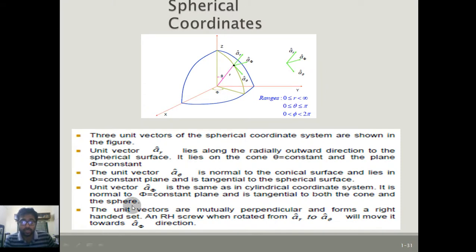And the last point is that the unit vectors are mutually perpendicular, as we have already described, and form a right-handed set. A right-hand screw rotated from a suffix r to a suffix theta will move towards the a suffix phi direction. It basically means that if we take the cross product of a suffix r and a suffix theta, we will get a vector in the direction of a suffix phi. Or if we take the cross product of theta and phi, the resultant vector will be in the direction of a suffix r, and similarly for each and every combination. Let's go to the next slide.